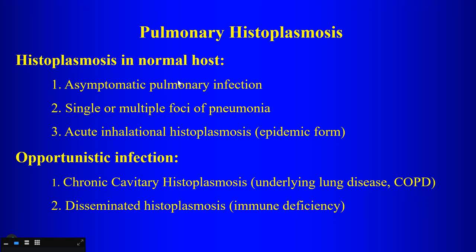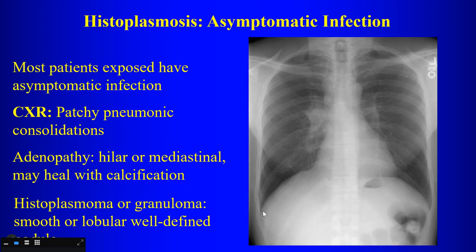You can have histoplasmosis in non-immunocompromised hosts. They can have symptomatic infection, pneumonia, and then there's acute inhalational histoplasmosis. That's the epidemic form, meaning if somebody walks into an attic or something and inhales a large amount of organisms, they will have acute infection in the lung, and it can affect multiple people who happen to go to the same environment. In opportunistic infection, there's chronic cavitary, which can look like tuberculosis. That tends to affect people with COPD, and anybody who's immunodeficient can get disseminated histoplasmosis. They can get miliary disease.